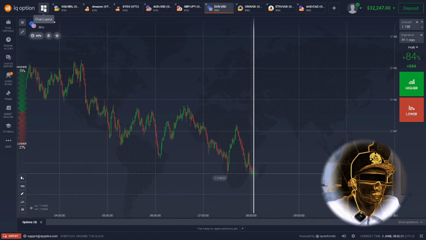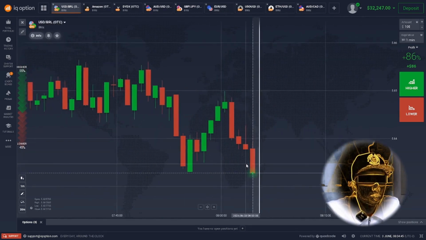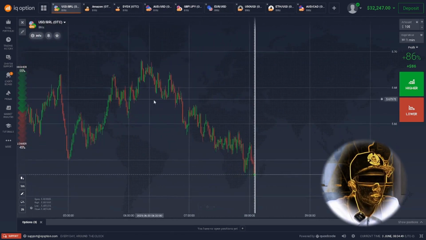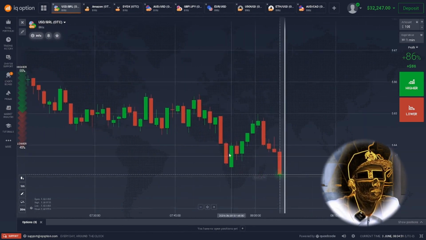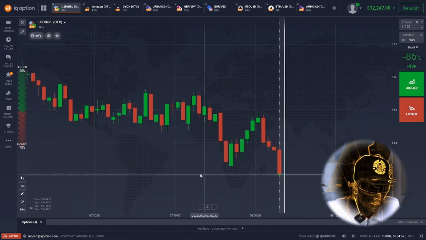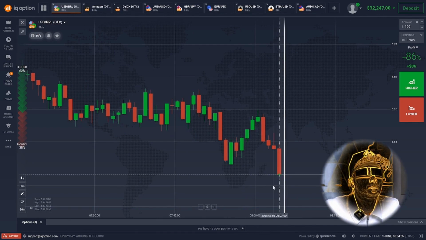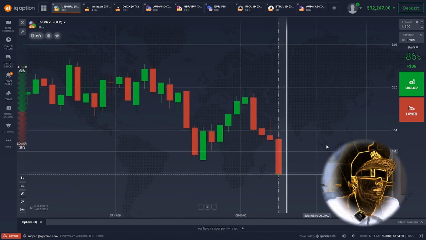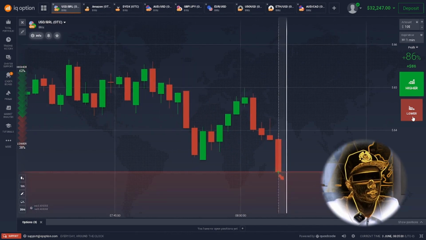Let's do one more trade. Again, this looks similar to our situation. We see this overall downward movement, and we see the level. The price has already broken through it, so there's a high probability that it will keep moving in the same direction. Let's enter the trade.